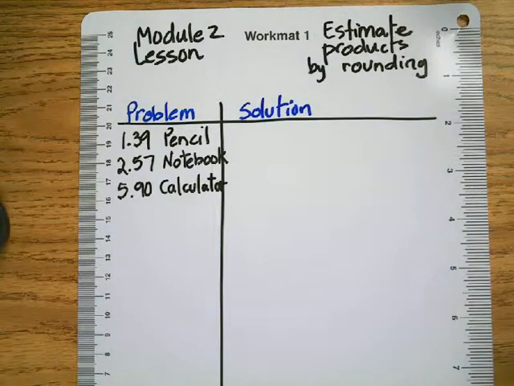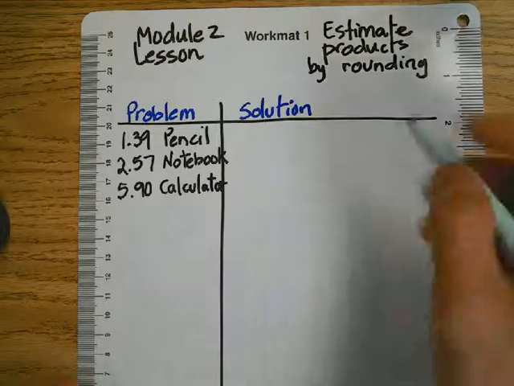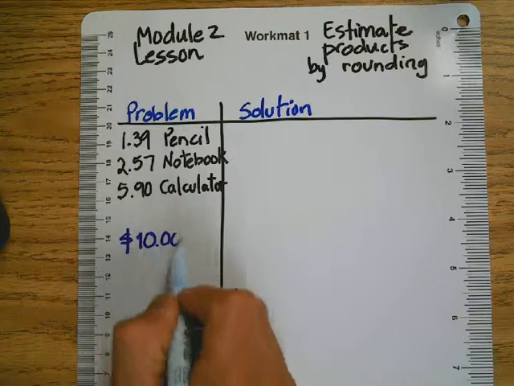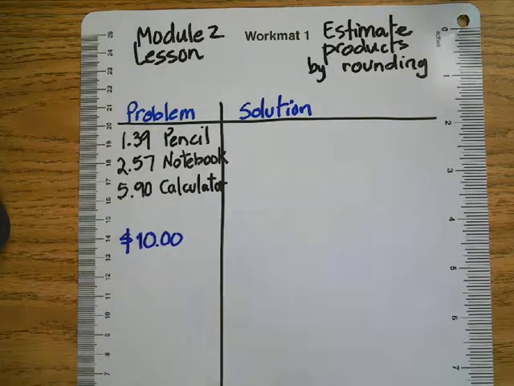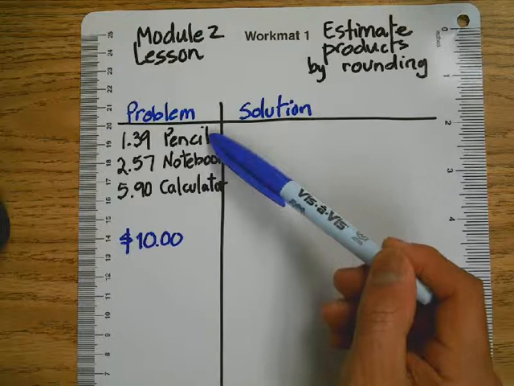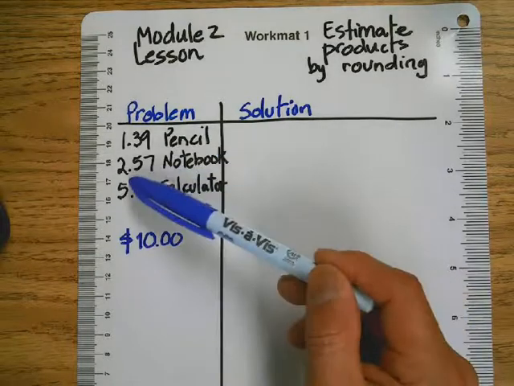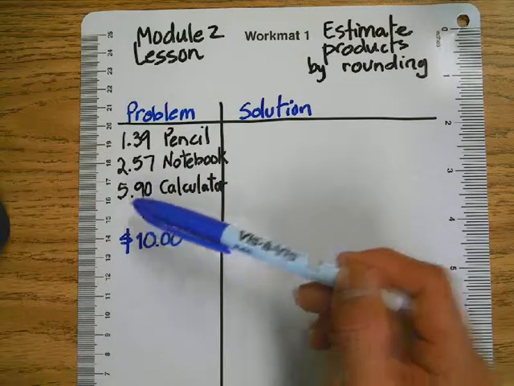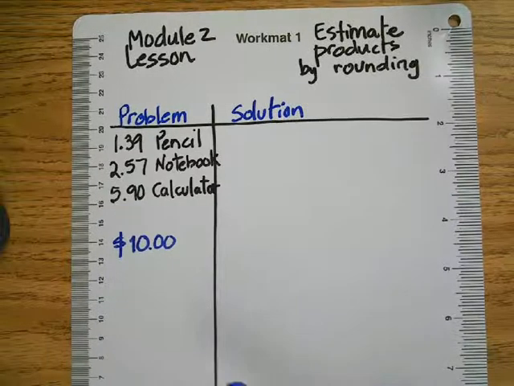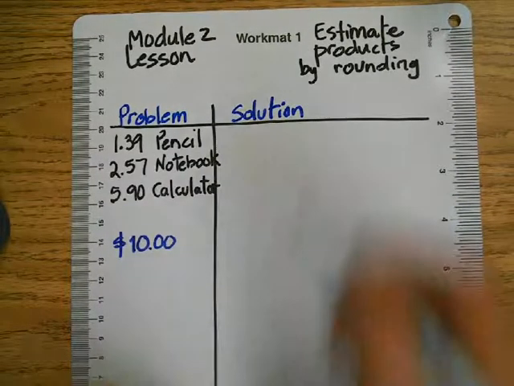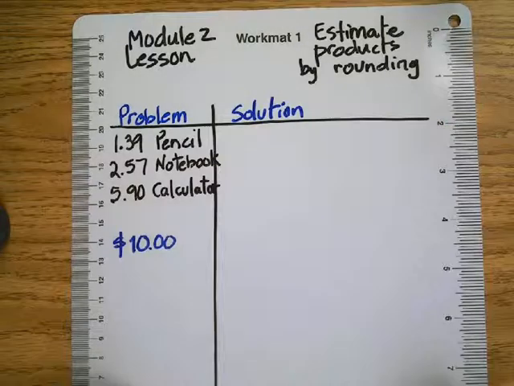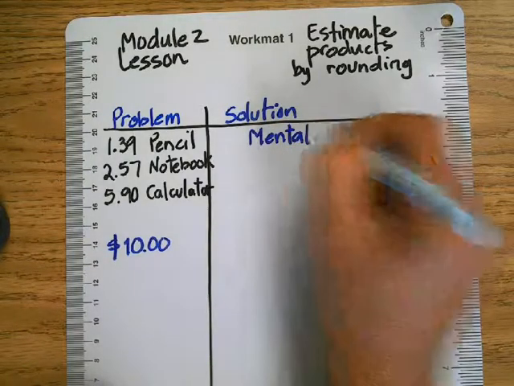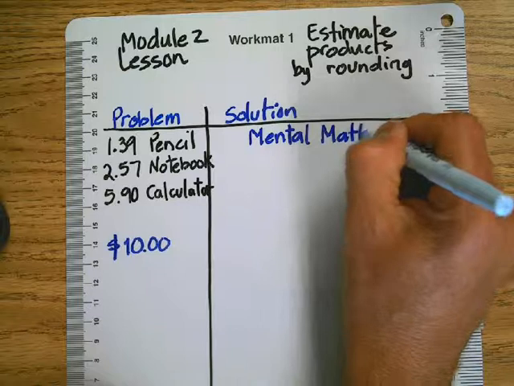Maybe a child went to the store and this child has only $10, and the child is going to buy a pencil for $1.39, a notebook for $2.57, and a calculator for $5.90. If you want to do quick math, this is why we're doing estimations. This is why we want them to learn estimations, because they can use mental math. Mental math is fast and quick.